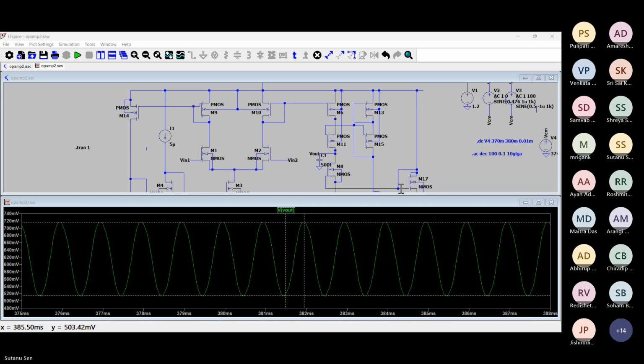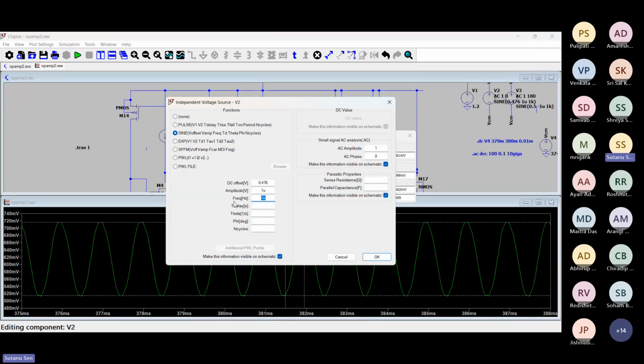So this is around 10 to the power of 5 gain. Because you have taken a higher frequency, if you go lower the frequency, it will be further higher. So you can lower the frequency. So I'll put it at 100 hertz.